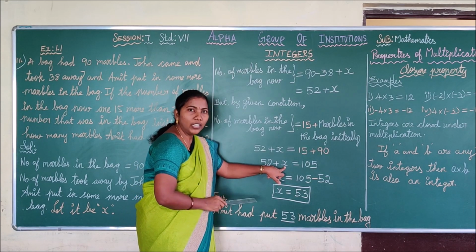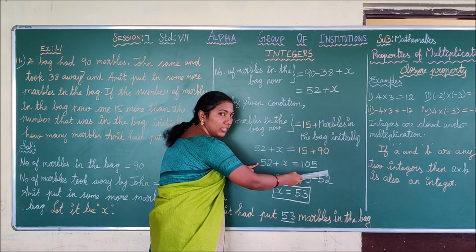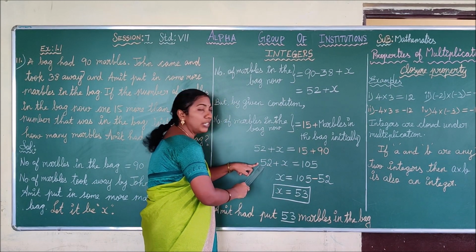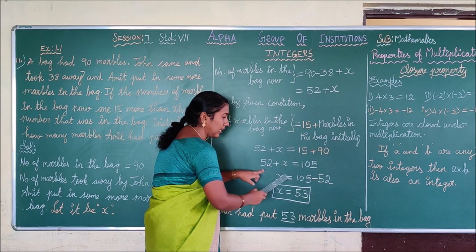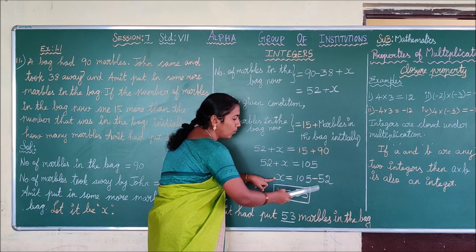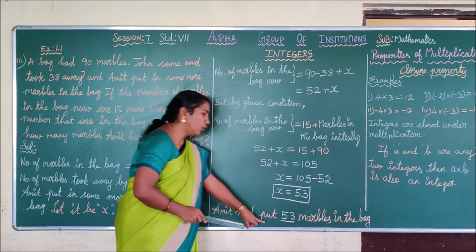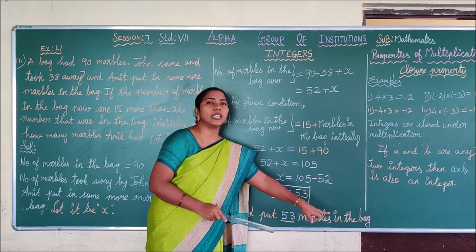Next, we have to find the value of x. In order to find the value of x, we are bringing this 52 to that side. So, the sign of 52 changes to minus. That is, x equal to 105 minus 52. And your answer is 53. Thus, Amit had put 53 marbles in the bag.